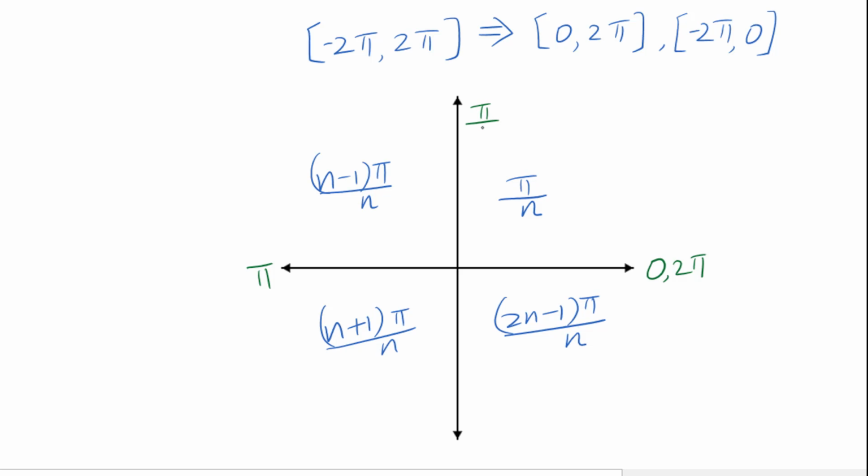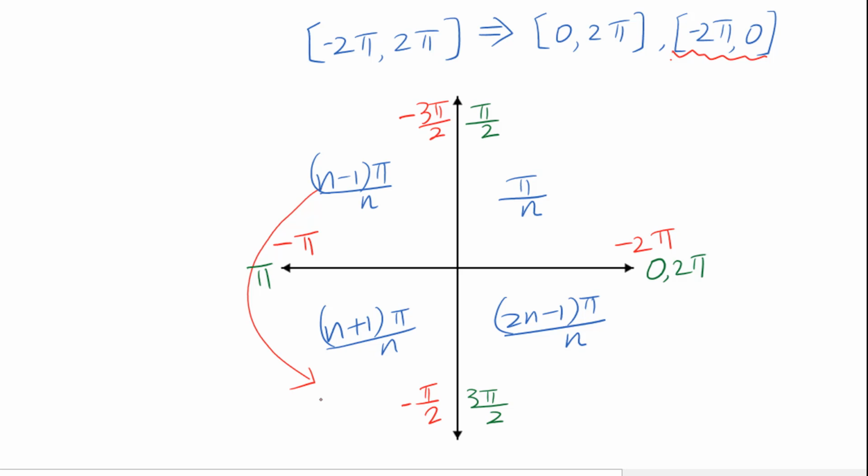We know here is pi over 2 and 3 pi over 2. Then we will draw the diagram in the closed interval from negative 2 pi to 0. This is 0, so here is negative pi over 2. Negative pi. Then negative 3 pi over 2. So we get negative 2 pi. We will get the opposite of this. You will get negative pi plus 1 pi over n.